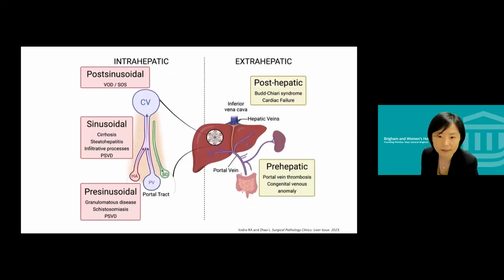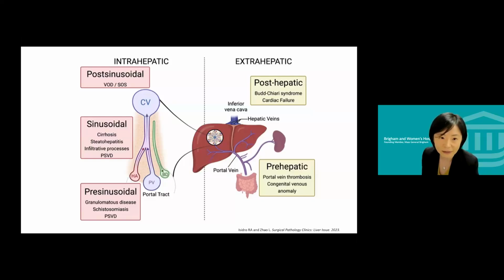Let's look at some known causes. Before the portal vein enters the liver, portal vein thrombosis can cause prehepatic portal hypertension. Some congenital venous diseases can also lead to portal hypertension. And once the portal vein enters the liver, but before it drains into the sinusoids, you can have pre-sinusoidal portal hypertension caused most commonly by granulomatous disease, such as granulomas in PBC or granulomas in sarcoidosis or schistosomiasis. These granulomas cause mechanical compression on the portal vein, leading to pre-sinusoidal portal hypertension.